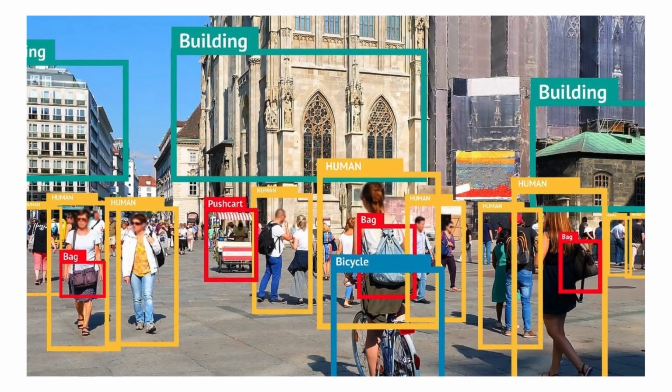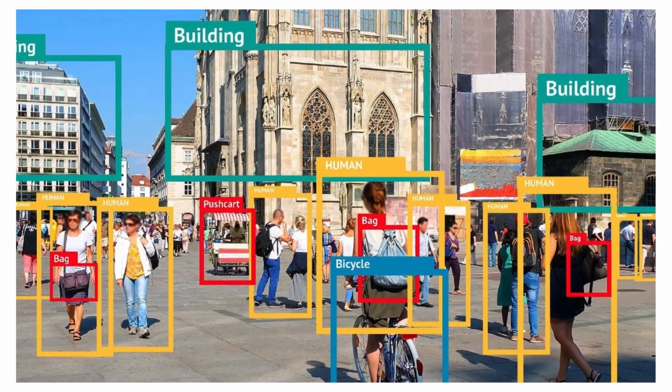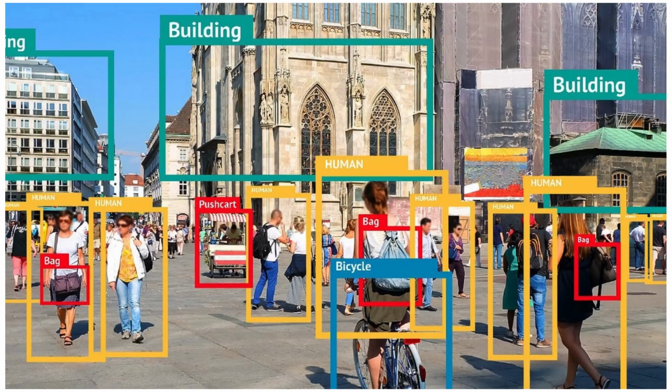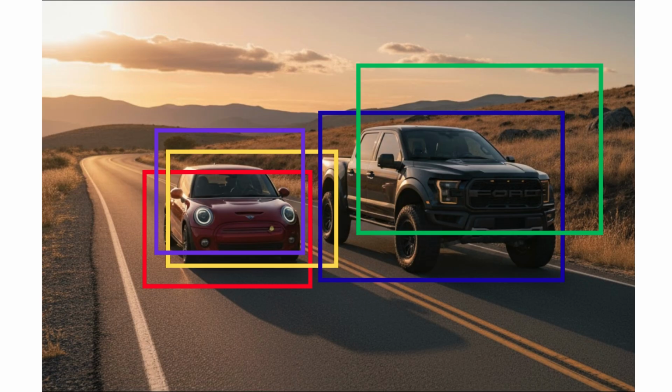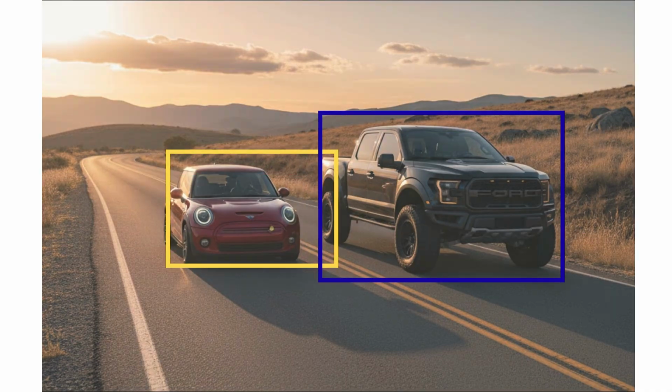You have seen amazing object detection in action, identifying cars, people, animals in real time. But have you ever wondered how AI goes from seeing this to giving us this clean, perfect single box around each object? The secret weapon is an algorithm called non-maximum suppression. And today we are going to demystify it with a simple example.